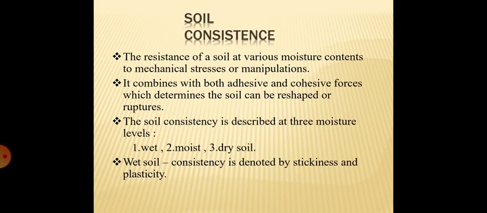Now we'll discuss the soil consistency. It is the resistance of a soil at various moisture contents to mechanical stresses or manipulations. It combines both adhesive and cohesive forces, which determine whether the soil can be reshaped or ruptured. The soil consistency is described at three moisture levels: wet, moist, and dry soil. Wet soil consistency is denoted by stiffness and plasticity.